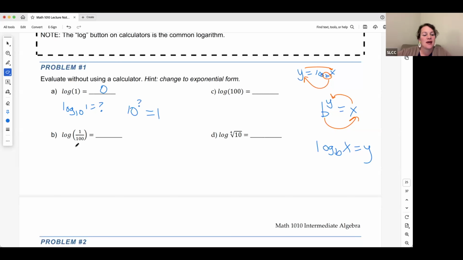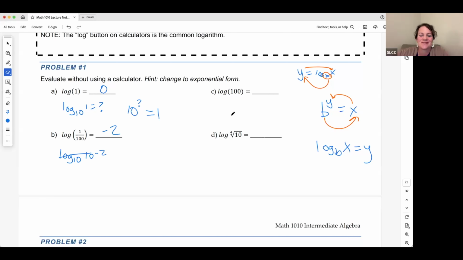Let's look at B. I know this is base 10. So log base 10. And what is 1 over 100? Could I make that a base 10? So that could be 10 to the negative 2. Remember, 100 is 10 squared. And so if that's in the denominator, I can move it to the numerator by changing the sign. Now I have log base 10 of 10 to the negative 2. Log base 10 of 10 undoes each other. Boom. And I'm left with negative 2.